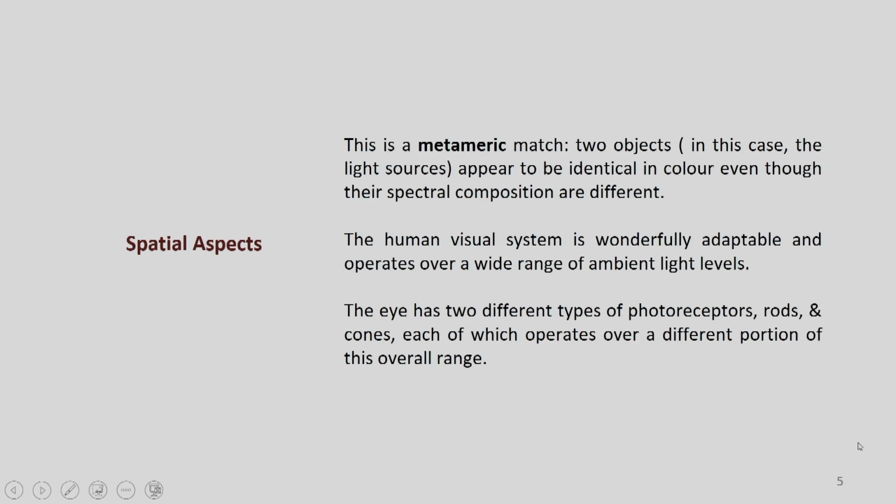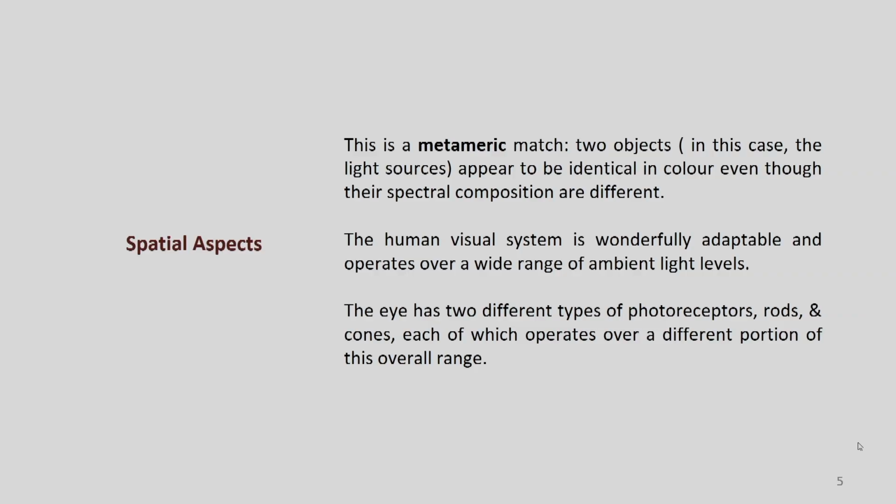Now, let us understand the third component, that is related to space. It is a metameric match and it has two components, that is, two objects. In this particular case, we will be talking about only the light source. It appears to be identical in color even though the spectral compositions are different. Suppose there are two different light sources, but at a given point of time, in a given situation or space condition, both will look similar or the same. Why this? This will be considered in the spatial aspect.